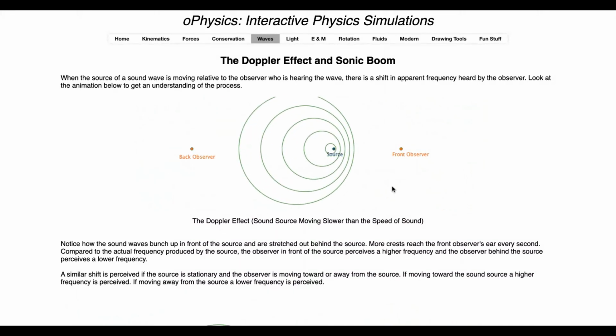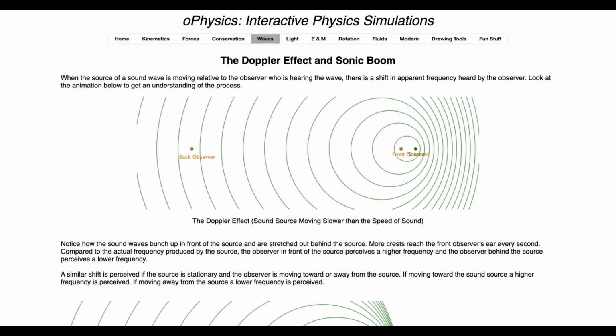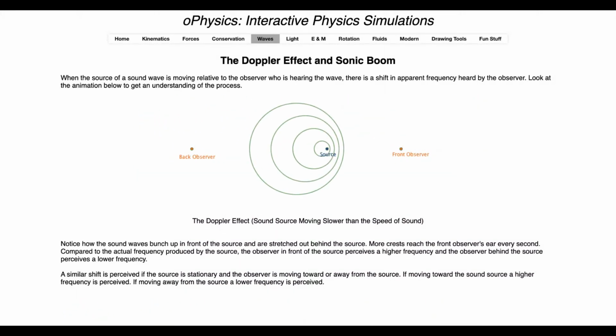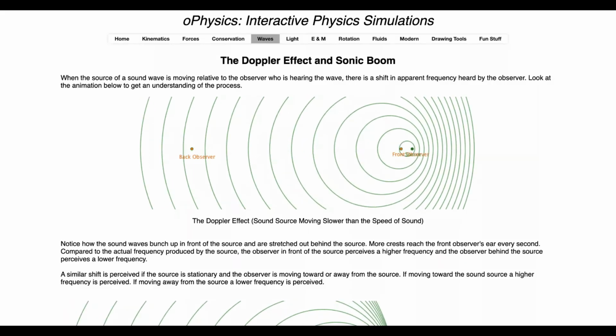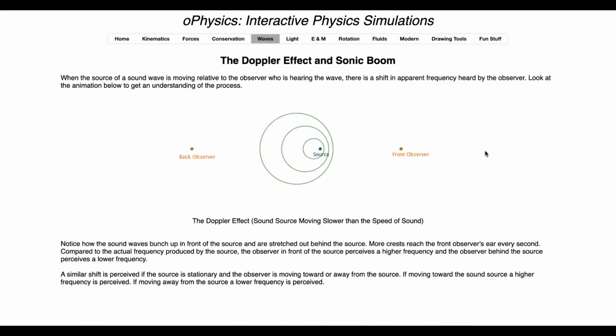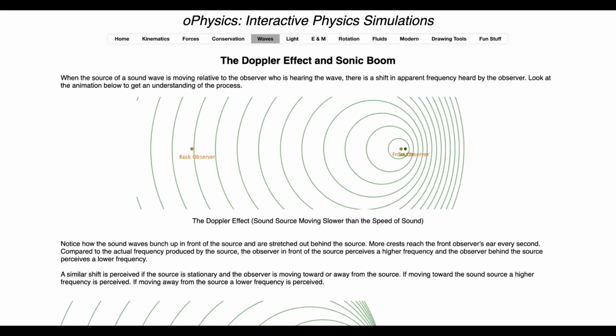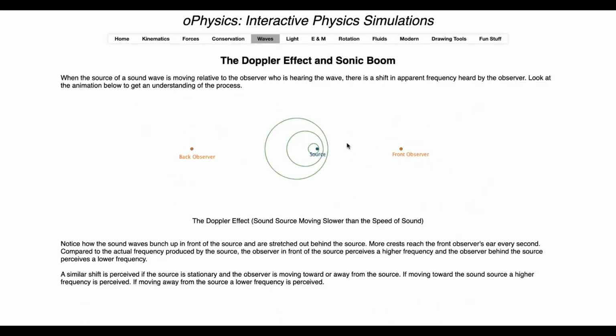This is something called the Doppler effect. Basically, this is why if a train passes you, as you see in the video, it seems to have a very high pitch, but then when it passes you, it becomes a very low pitch, or a very low frequency. Why is that? Well, take a look at this diagram.